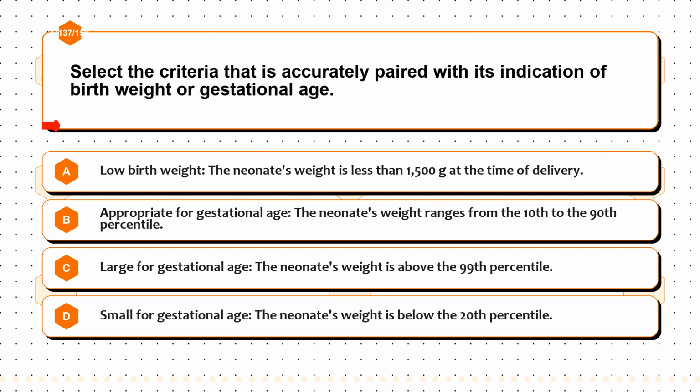Question 137. Select the criteria that is accurately paired with its indication of birth weight or gestational age. Here are the options. Option A, low birth weight. The neonate's weight is less than 1,500 g at the time of delivery. Option B, appropriate for gestational age. The neonate's weight ranges from the 10th to the 90th percentile. Option C, large for gestational age. The neonate's weight is above the 99th percentile. Option D, small for gestational age. The neonate's weight is below the 20th percentile.